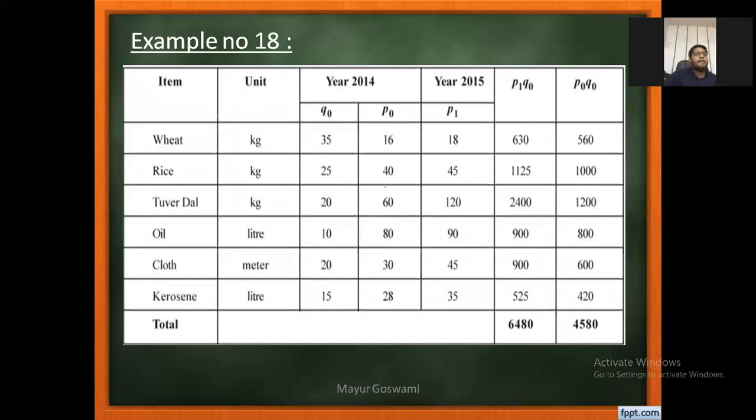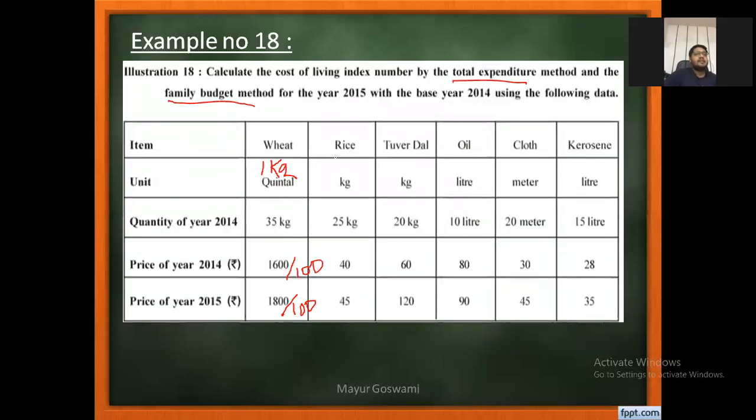Now for rice, the unit is given in kg and the quantity is also given in kg, so no need to change it. Tur dal, kg, no need to change. Oil, liter. Cloth, meter. Kerosene, liter. So there is no need to change these.